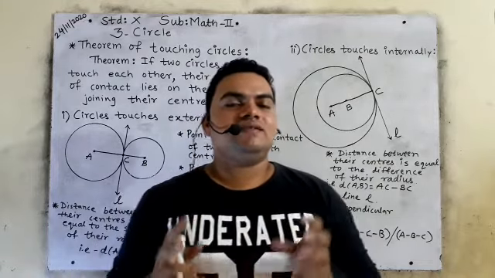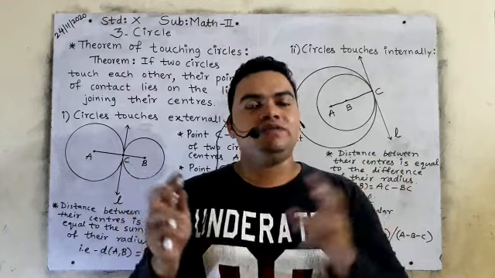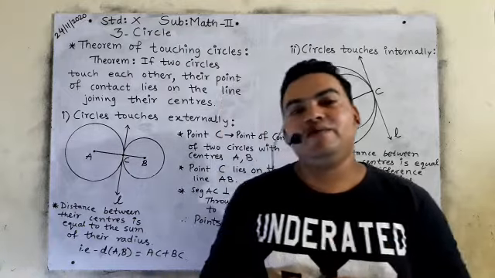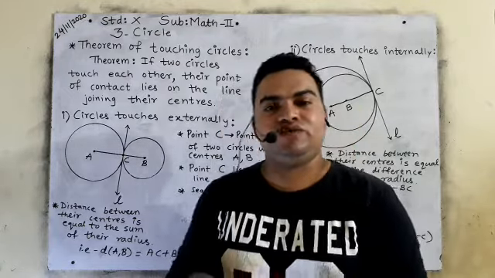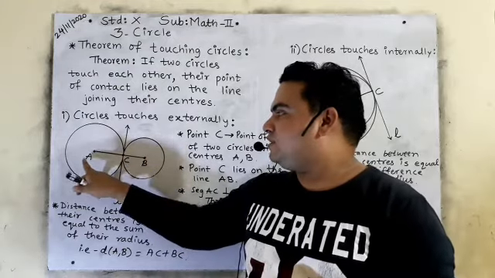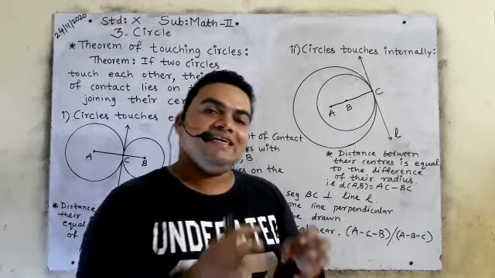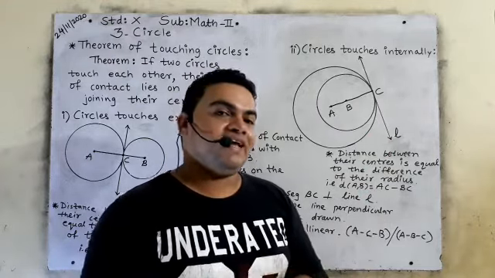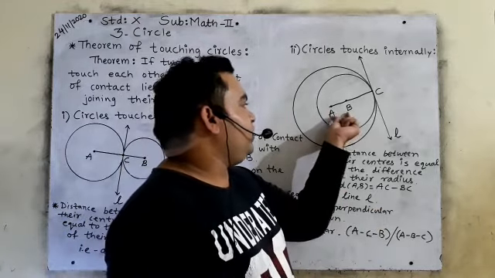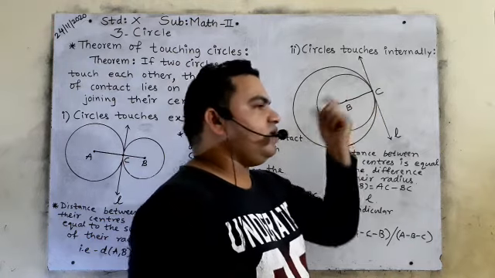When two circles touch externally, we have to find the distance between the two centers. The distance between the two centers will be equal to the sum of their radii. We have to do addition here: AC plus BC, that is the distance between A and B. And if the two circles touch internally, we have to do subtraction, the difference between their radii. That is, AB is equal to AC, bigger radius, minus BC, smallest radius.